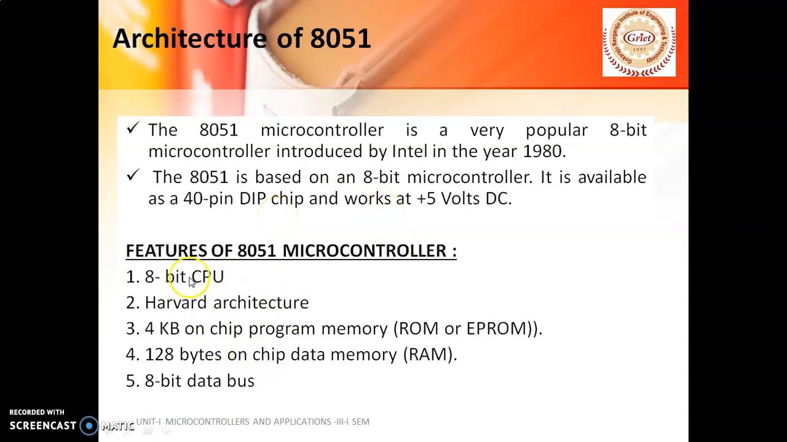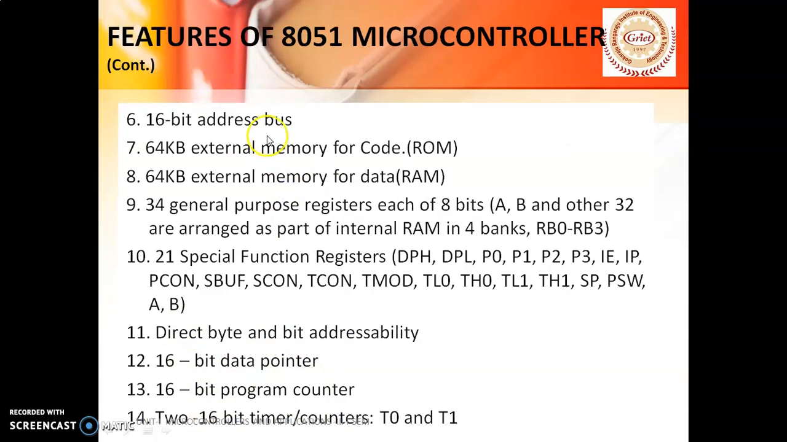Coming to the features of the 8051 microcontroller, it has an 8-bit CPU, it is a Harvard hardware architecture, it has 4 KB of ROM, 128 bytes of RAM, 8-bit data bus, 16-bit address lines. Even we can connect external memory of RAM and ROM to the controller up to 64 KB. We have 34 general purpose registers, 21 special function registers, and direct byte and bit addressability.